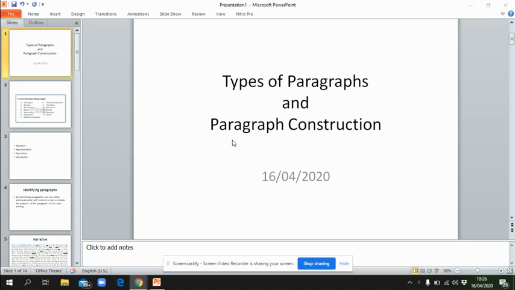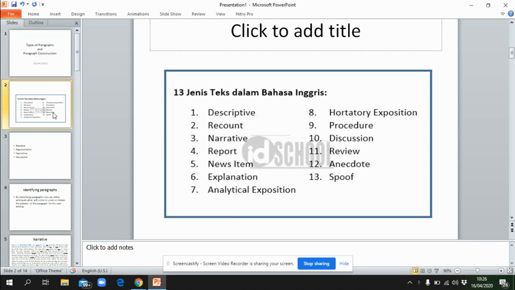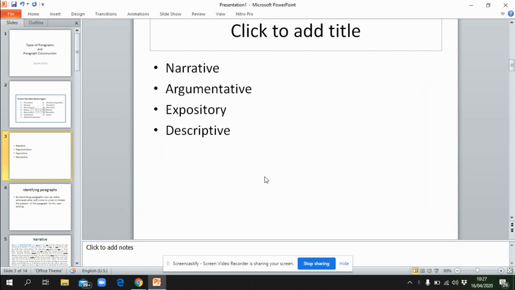Okay, we are going to discuss types of paragraphs and paragraph construction. I'm going to divide this explanation into two videos. Perhaps a long time ago, when you were in senior high school, you already learned kinds of paragraphs. There are actually 13 kinds of paragraphs in total, from descriptive to spoof. But mainly, to make it easier, we can identify four big kinds of paragraph: narrative, argumentative, expository, and descriptive.